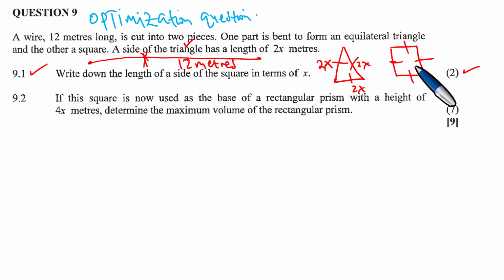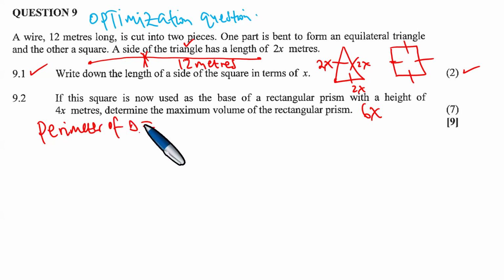Okay, now this means some things. The question is, how much length of this wire was cut from the 12? 2, 4, 6. So 6x. There's a perimeter of the triangle. The perimeter of the triangle is 6x. And then simultaneously, you'll focus on the perimeter of the square.